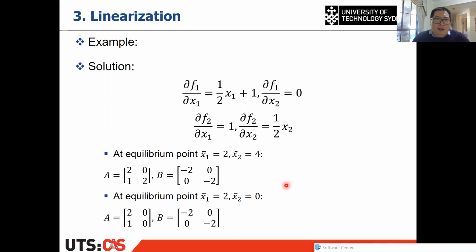All right. And then if we want to linearize it at another equilibrium point, which is x1 equal to 2 and x2 equal to 0, then you just replace x1 equal to 2, x2 equal to 0 in those equations. Then you have your A matrix like that, and the B matrix will be the same, right? So if you linearize it at different equilibrium points, then your A and B matrices will be different.